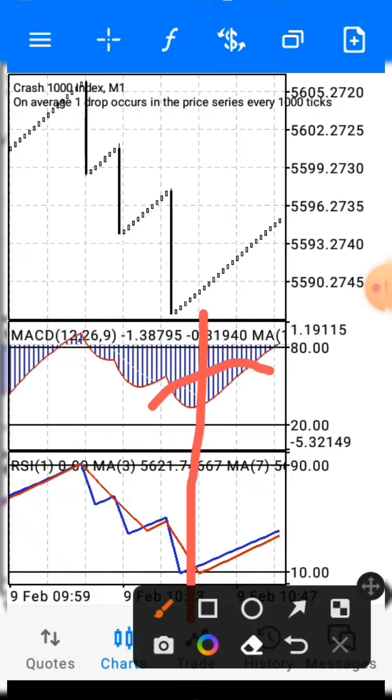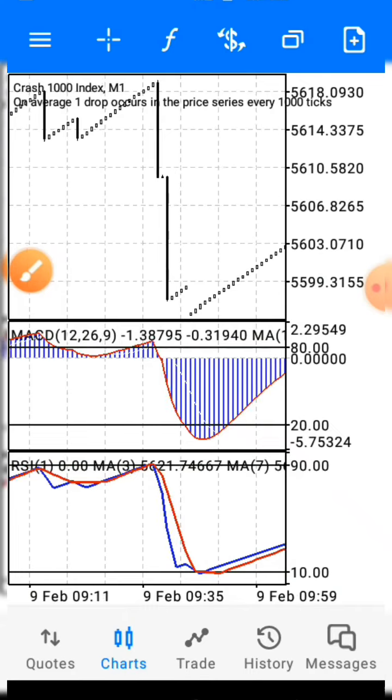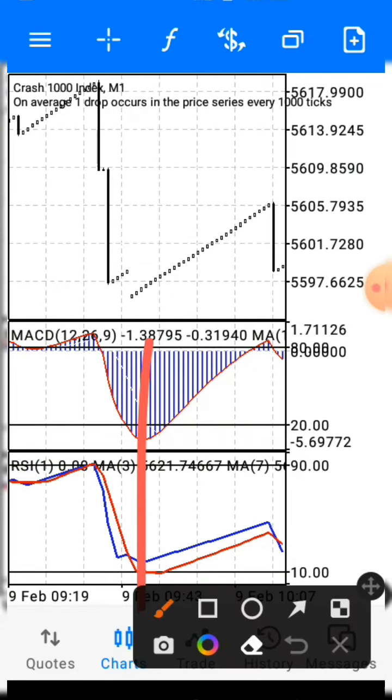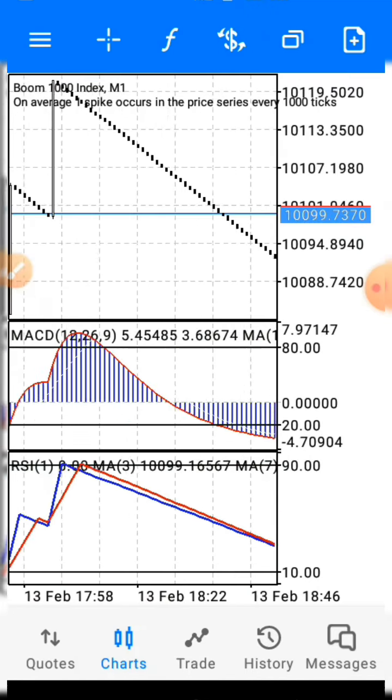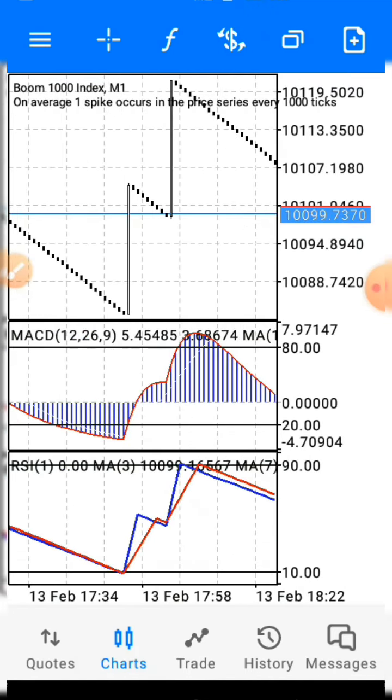Here's another example. This one is not a perfect example, so let me look for another one. You can see it's another example, so we are buying. So that's it, guys. That's how it works. That's the strategy, and that's how it works.